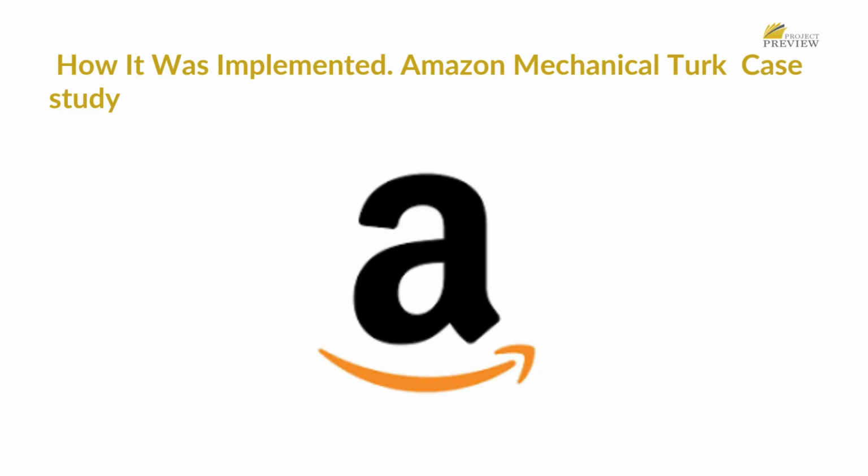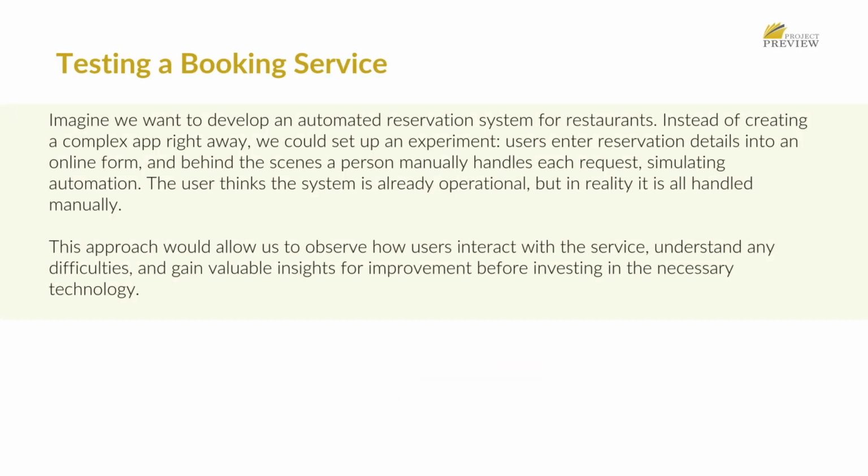Before launching fully automated services, Amazon tested features of Amazon Mechanical Turk in a clever way. Instead of developing an entirely automated system from the start, Amazon employed human operators to carry out the tasks requested by users, tasks like categorizing images or analyzing data. This method allowed Amazon to validate the interest in the service and understand key user requirements without committing to the full-scale development. Let's imagine we want to develop an automated reservation system for restaurants.